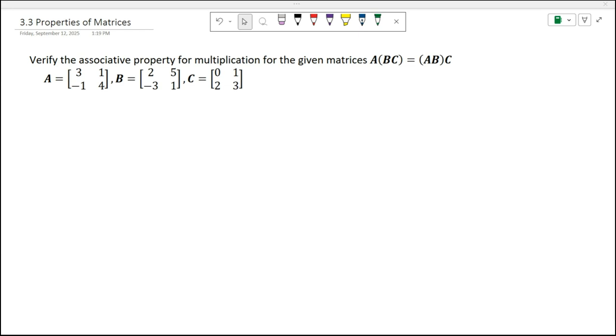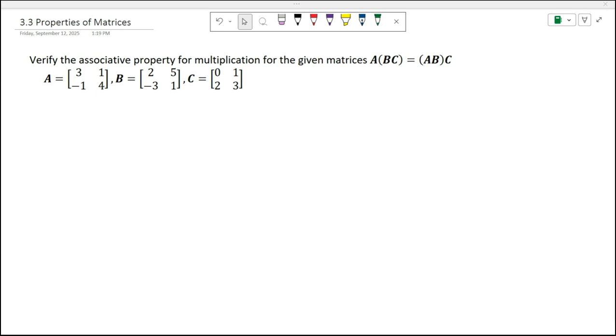So here I have three matrices, and I want to verify the associative property for multiplication, which means that if I have three matrices that are multiplying, it doesn't matter whether I multiply the first two and then take that result and multiply by a third, or if I multiply the second two and then multiply the first by that result. Okay, now the order has to stay the same here. As we know, the order of multiplication does matter, but which pair I multiply first is the thing that we can play around with. That's what the associative property allows.